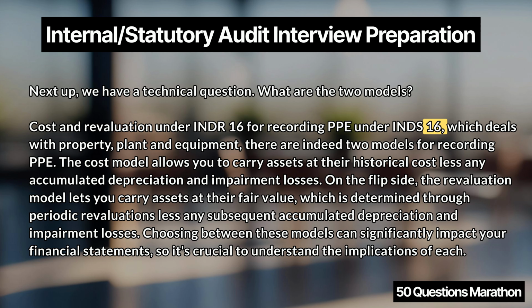Under Ind AS 16, which deals with property, plant, and equipment, there are indeed two models for recording PPE. The cost model allows you to carry assets at their historical cost, less any accumulated depreciation and impairment losses. On the flip side, the revaluation model lets you carry assets at their fair value, which is determined through periodic revaluations, less any subsequent accumulated depreciation and impairment losses. Choosing between these models can significantly impact your financial statements, so it's crucial to understand the implications of each.